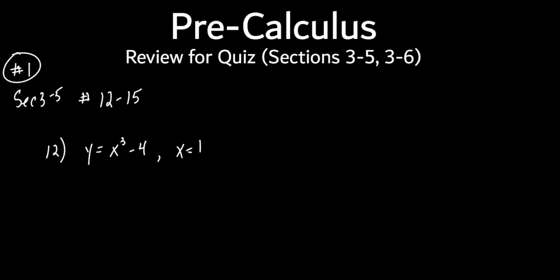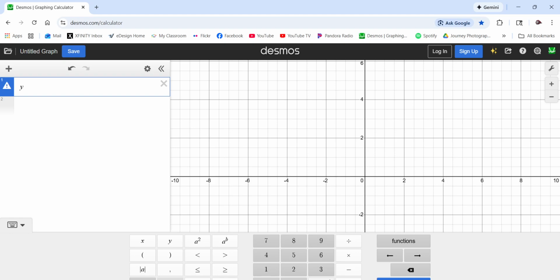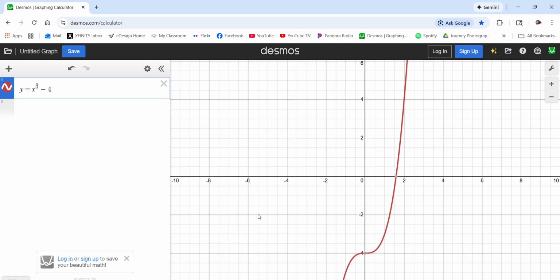So what you would do is you would graph this thing. So let me change this to Desmos so that I can see. On this one, it's easy enough to graph, but let's just do it anyway. So what I said was y equals x cubed minus 4. Okay, so y equals x cubed, and then minus 4. All right, so there is that. Let's lower that thing.